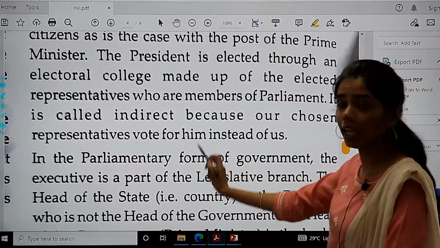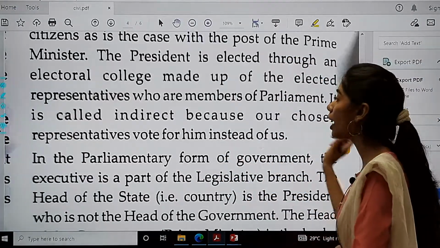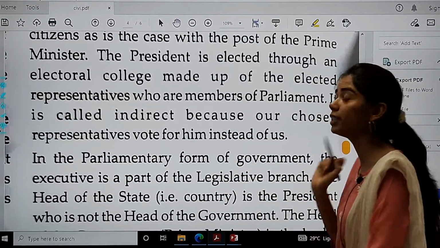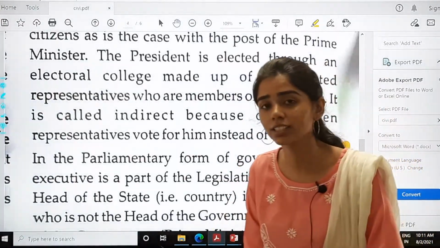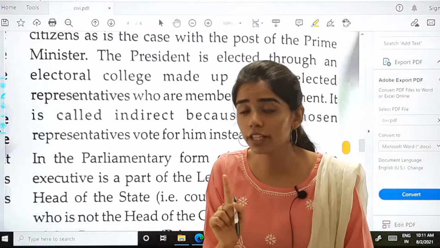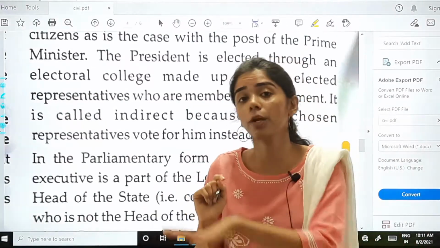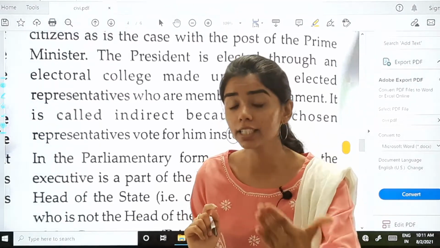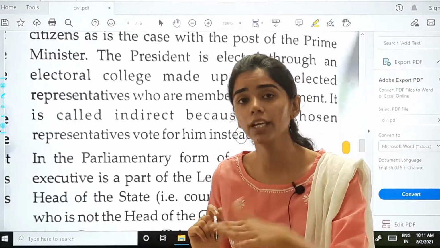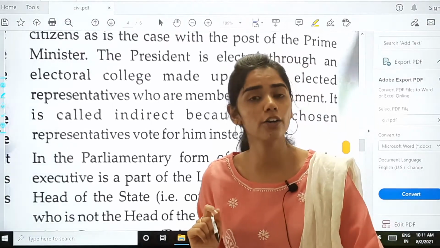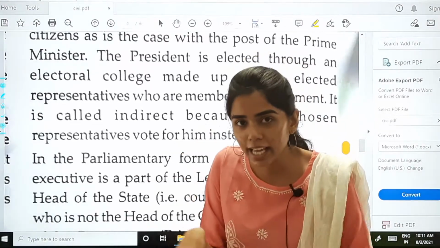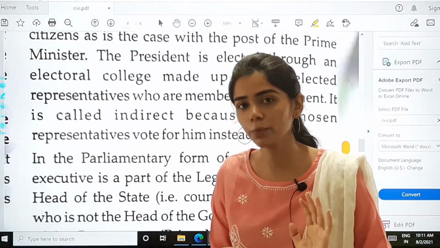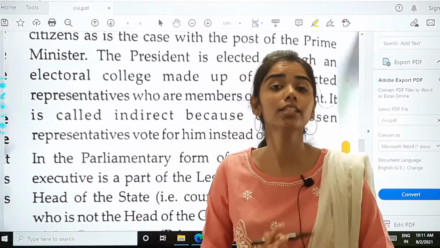It is called indirect because our chosen representatives vote for him instead of us. So, we do not vote for them. It is the chosen representatives. For example, I voted for BJP, someone else voted for Congress and so on. So, these elected representatives, after that one party wins, and after that what happens?